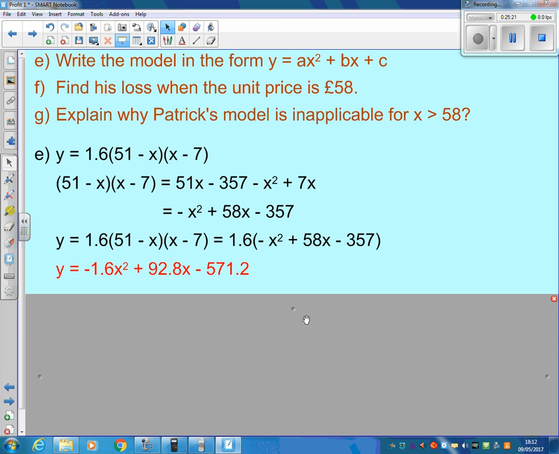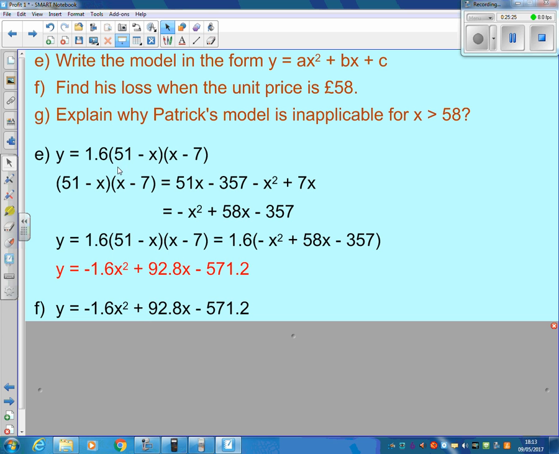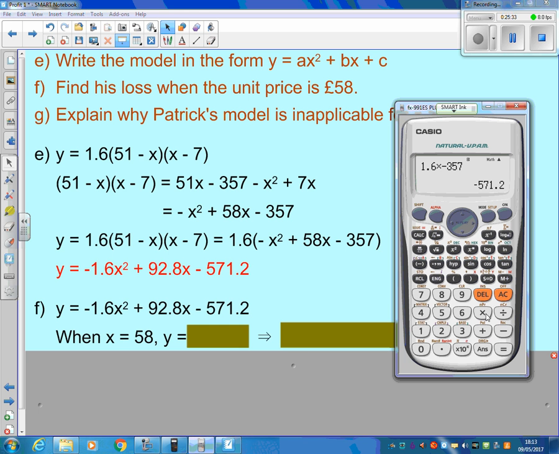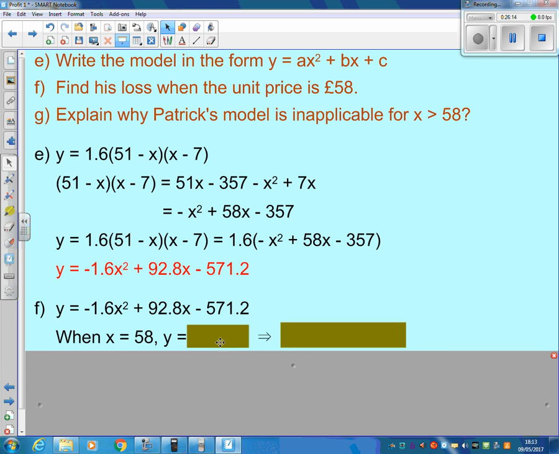Find his loss when his unit price is 58. Okay, so we can take either of these equations and put in x as 58. It doesn't matter which of the two equations I do. So let's do it this time with this equation. So we've got minus 1.6x squared plus 92.8x minus 571.2, and I'm putting x equal to 58. If I was doing y equals 58, then I'd have had to do that mode 5 thing. Because I'm putting x equals 58, I just do calc 58 equals, what do I get? Minus 571.2. I get the same value as if I put in the x as 0. So that means the loss will be £571.20.